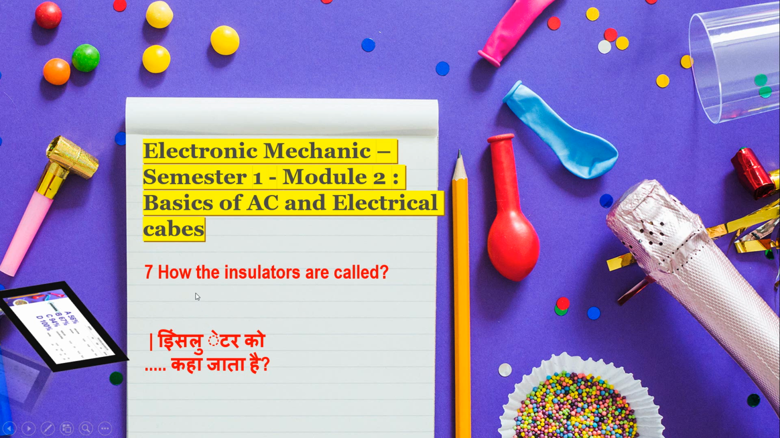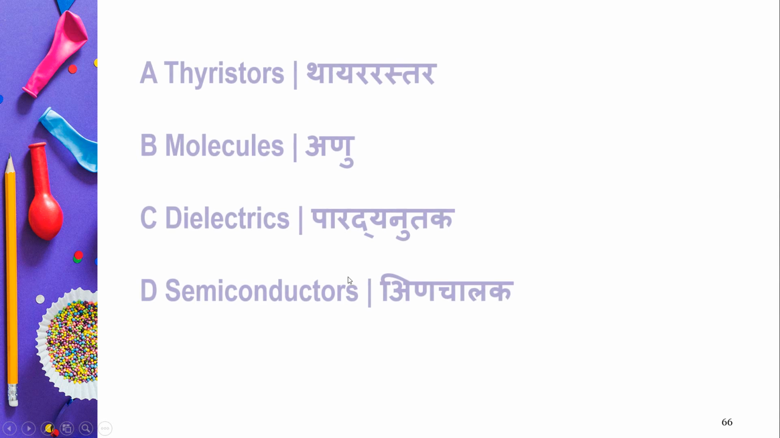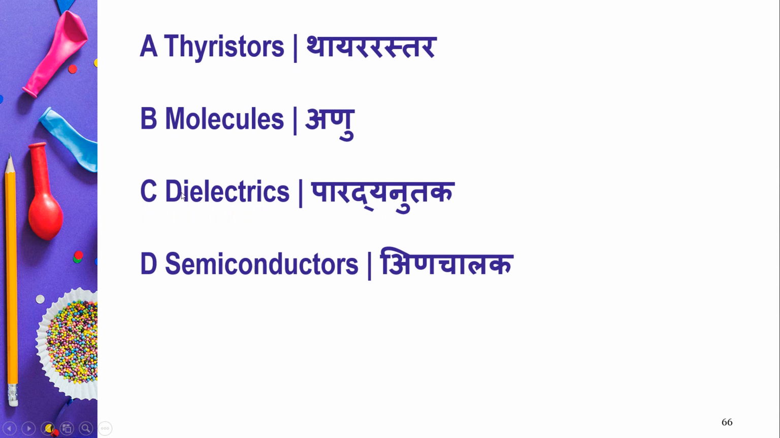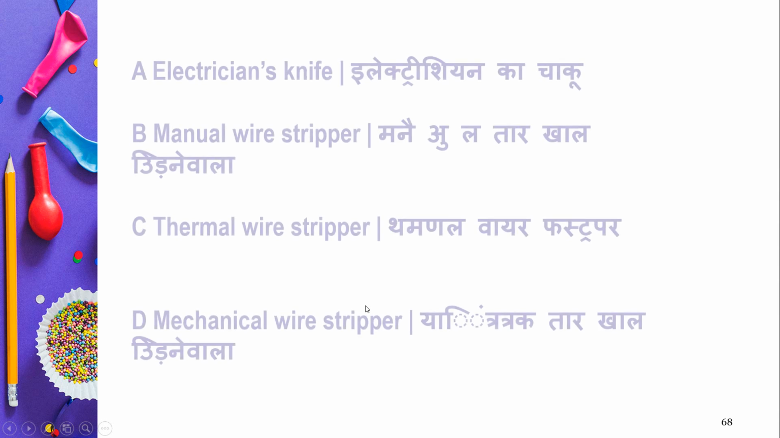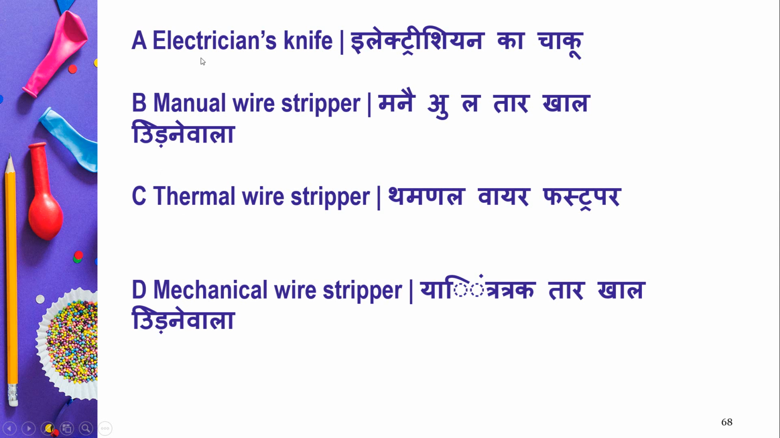How are the insulators called? We know that the insulators are called dielectrics. Dielectrics is the answer. Which tool is used for the simplest method of skinning the wires? We know that if you don't have any tools, the electrician knife is the simplest tool.